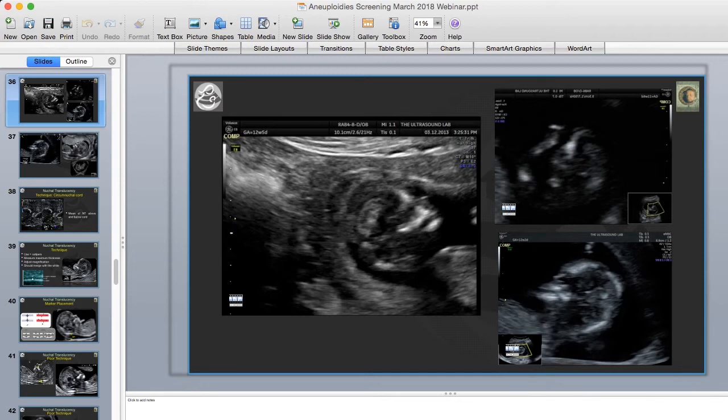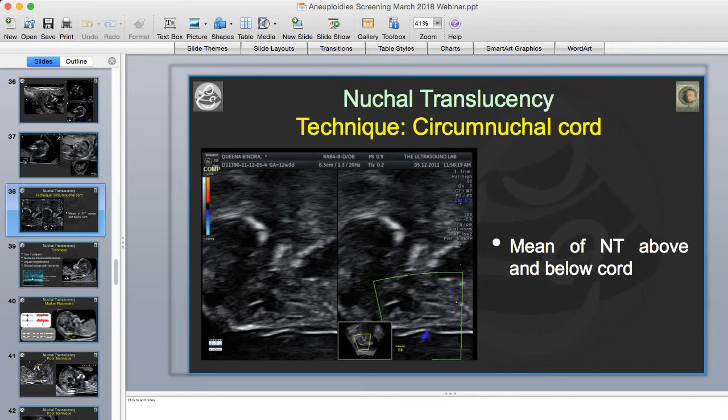When we go on to a cord around the neck, which is not infrequent at this stage, we do understand that the nuchal translucency will be narrower where the cord goes around, and it'll be a little bigger below and above. So you measure the nuchal translucency above, you measure it below, and take a mean of the two, and then you get to know the true nuchal translucency.